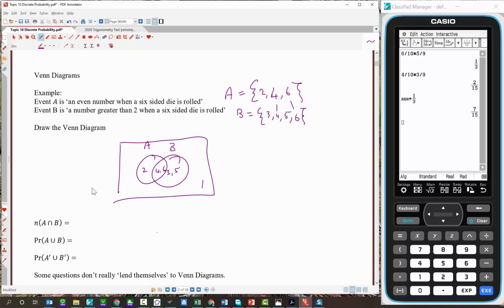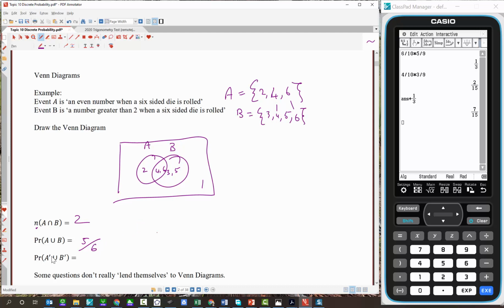Okay, so this one here is the number of elements in A and B. That's how many elements are there in the intersection. The answer to that is 2. Notice it's not after the probability, it just says how many elements, N. All right, probability of A union B. Okay, so that's going to be there's 5 elements in the union, which is A only, intersection, and B only. So it's 5 in a possible 6 outcomes.